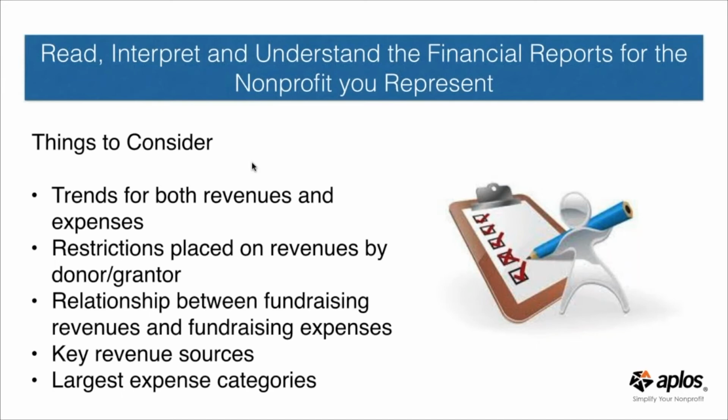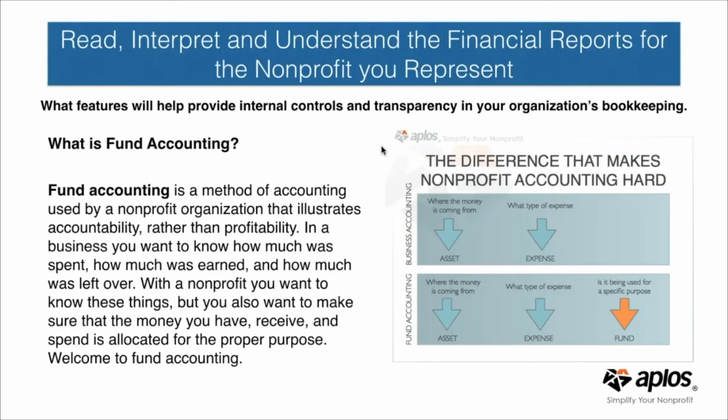I already kind of talked about that, but again, those dinner banquets are great, but if you're spending hours and hours and it's $30 a plate and you only charge $35, you're going to have a problem. And what are your largest expense categories? So these are things you want to look for in a report.